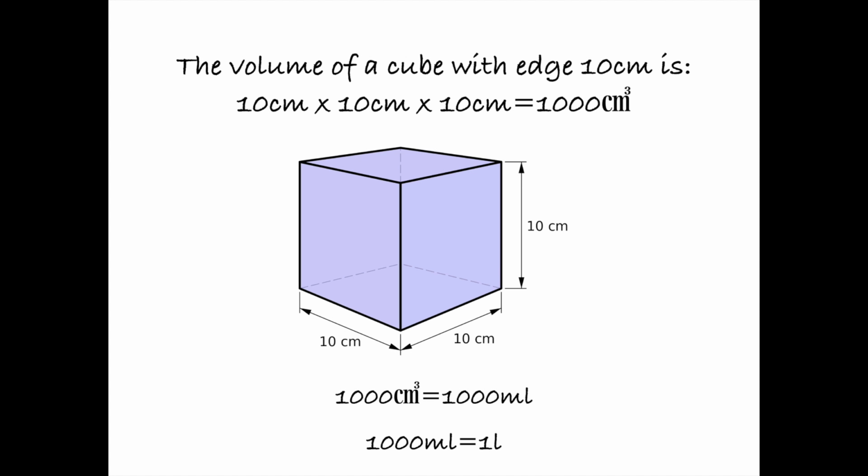The volume of a cube with edge 10 centimeters can be found by multiplying length times width times height, which would be 10 centimeters times 10 centimeters times 10 centimeters, which equals 1,000 centimeters cubed. 1,000 centimeters cubed is the same as 1,000 milliliters. 1,000 milliliters equals 1 liter.